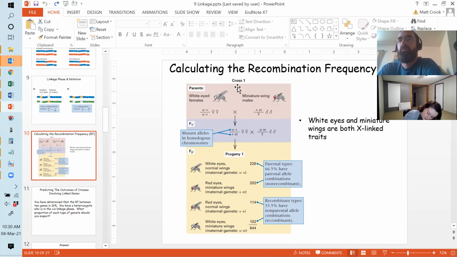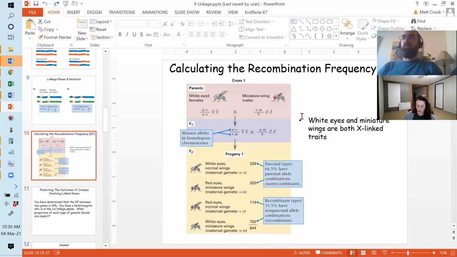And the bit that will trip you up here is that we have homozygous recessive and homozygous dominant. Now, if this were in cis, this individual, these females, would be white-eyed and miniature winged, because they would be homozygous recessive for white eyes and for wing size. So it would be WM over WM. That is cis linkage.